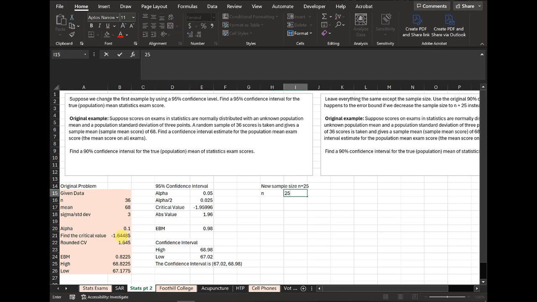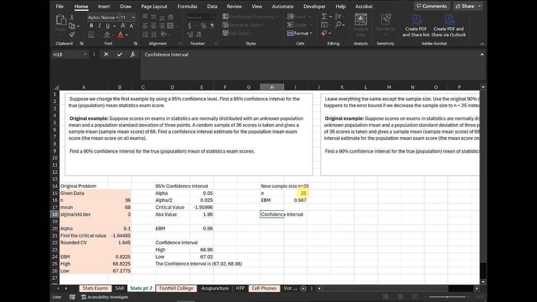I'm going to just write n as 25 here just so I don't forget. And now I'm going to calculate a new error bound. For my error bound, like I said, I can recycle the original problem's critical value. That's not changing. My standard deviation is still 3. And then I'm going to divide this by the square root of my new n, which is 25. So here's my new error bound.